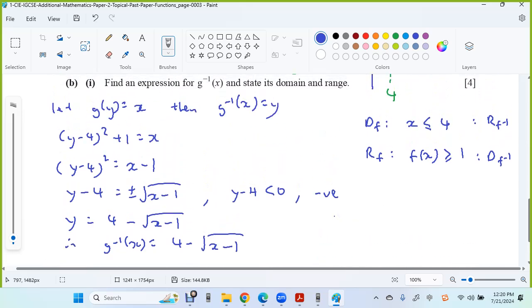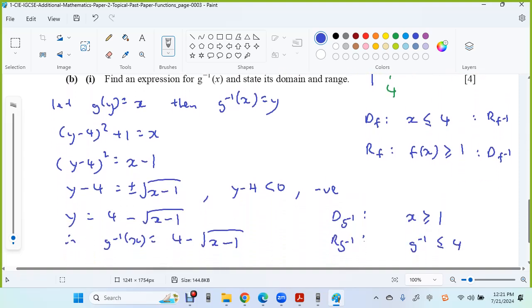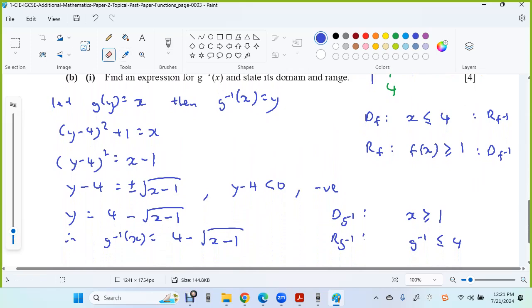And the domain of the g inverse is x greater than or equal to 1, and the range of the g inverse will be less than or equal to 4. Okay, so just now this one is g. So this one I made a mistake. This is the g and the g inverse here. So domain of g and then g inverse.